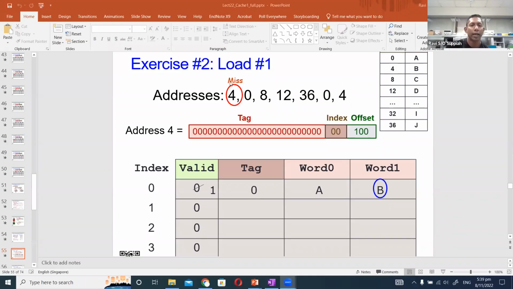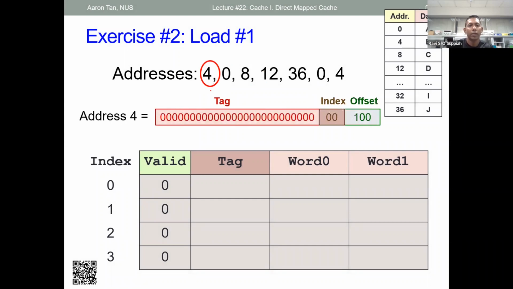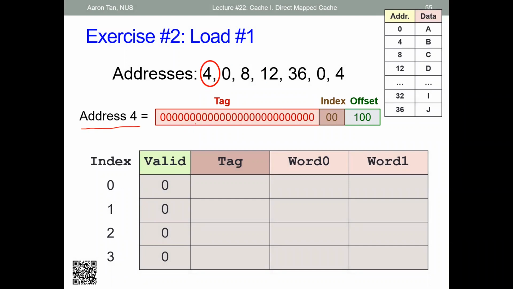Okay, so this 4, 0, 8, 12. This is basically the address that you want to access. That means I want to access address 4. When I want to access address 4, it means I am looking at what is in address 4. This address 4 is in the memory. This is the address of the memory that I want to access.